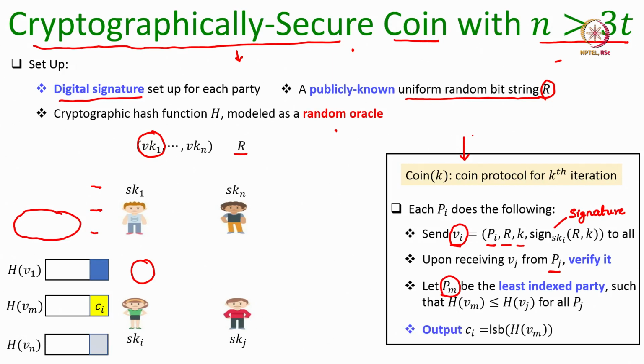Now, what is the output for the party Pi? It simply outputs the LSB of the hash value. Among all the hash values that it has computed, Pi will be considering the least significant bit only for the tuple corresponding to the party Pm, whose hash value is less than the hash values of all the other parties. Again, you can see that this coin protocol is a one round protocol, because it requires each party to send only the tuple Vi, and the rest of the steps are local computations. So that is a simple coin protocol.